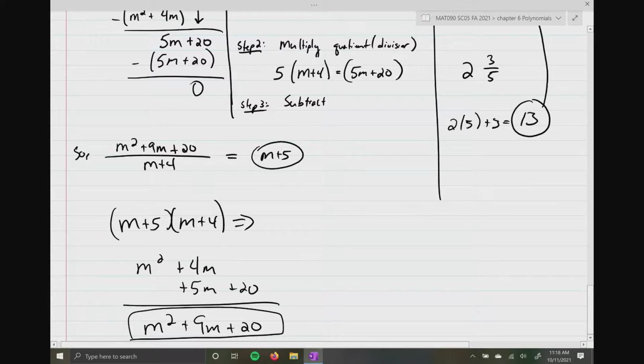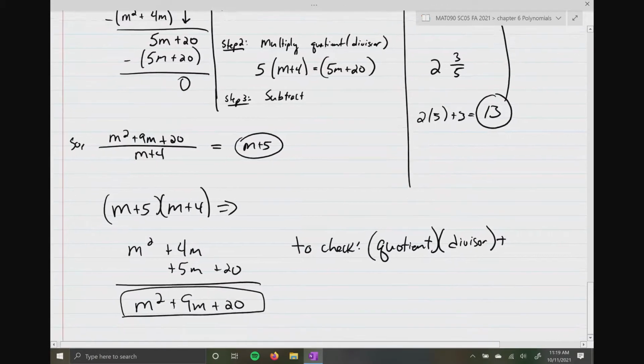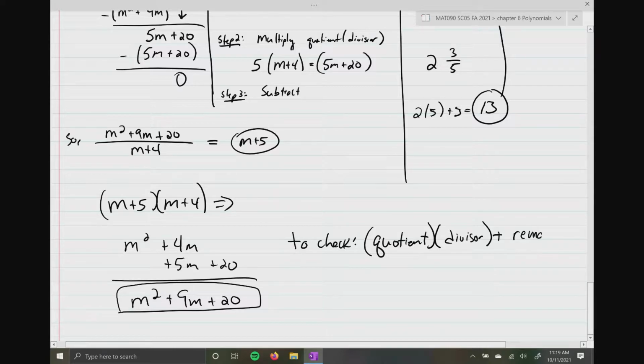All right, so now we know how to check ourselves. To check, and I'm going to write just a very general formula over here. And this is why it's so important to know the names of things. To check: quotient times divisor plus, and you've got to remember, your remainder. That's how you check yourself. Quotient times divisor plus remainder, and this has to equal your dividend.